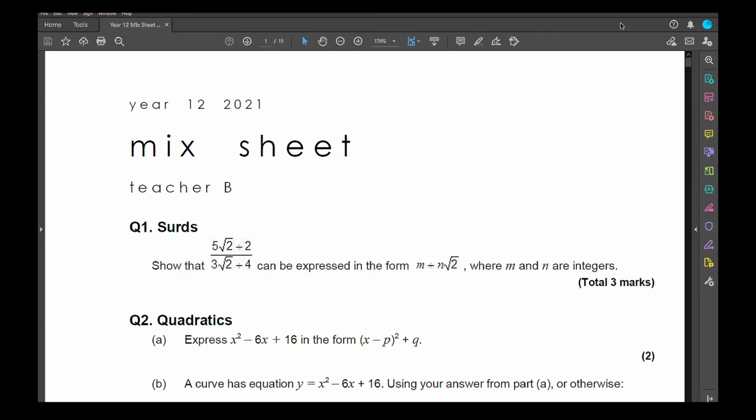Now the thing to note with regards to question 1 is that although I don't know what the quality of your screen is going to be like, it is a plus sign on both the numerator and the denominator, so that fraction should read 5 root 2 plus 2 over 3 root 2 plus 4, and it needs to be expressed in the form of m plus n root 2.